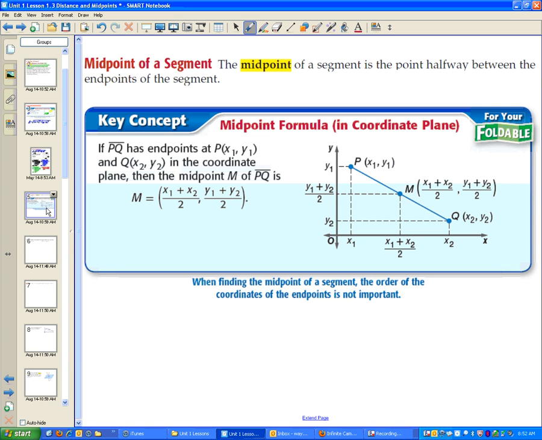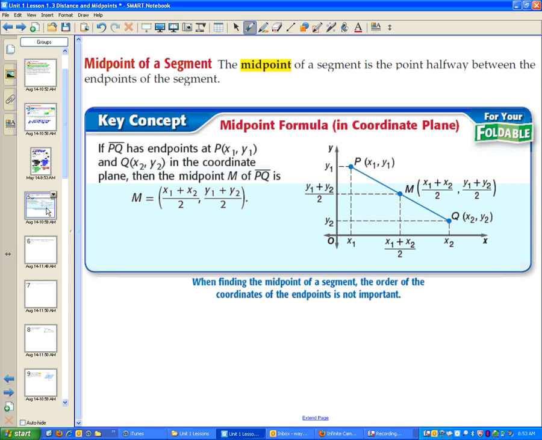Just stop looking at the screen. If I said, what do you think a midpoint of a segment is? You would say, in the middle. It's the middle point. That's exactly what it is. The midpoint of a segment is the point halfway between the endpoints of the segment. So it truly is the middle point of the segment. And we can find the coordinates of the midpoint by finding averages.